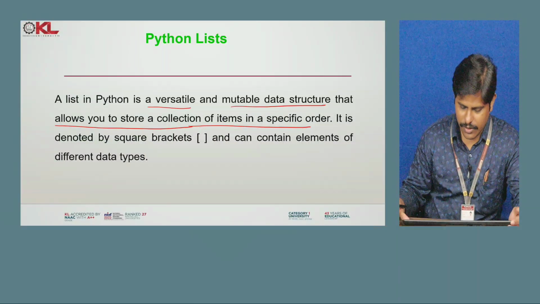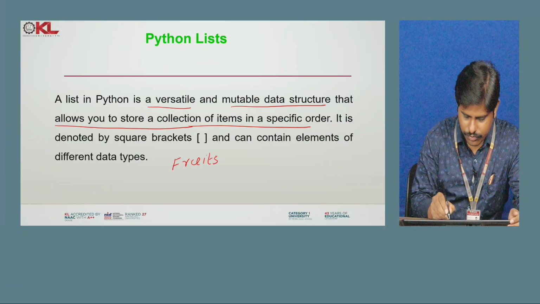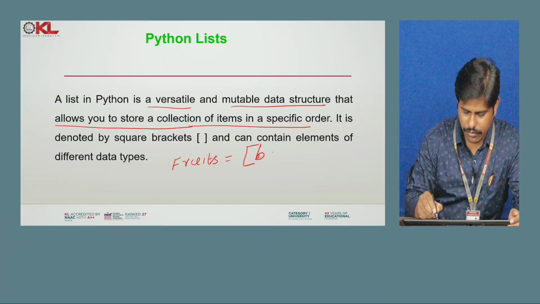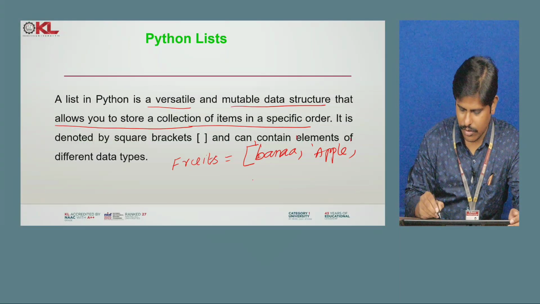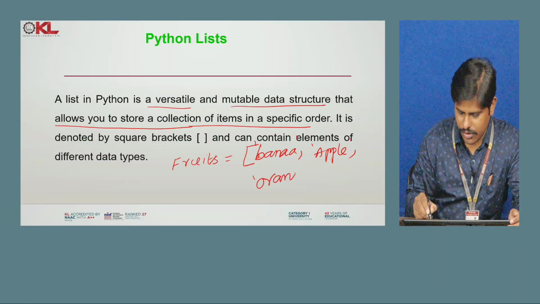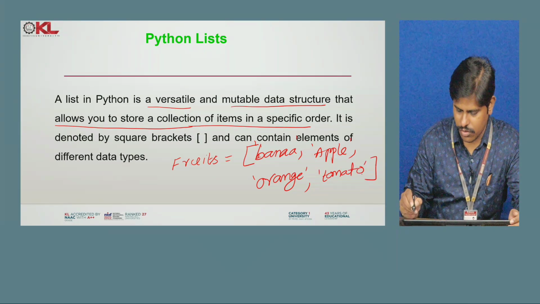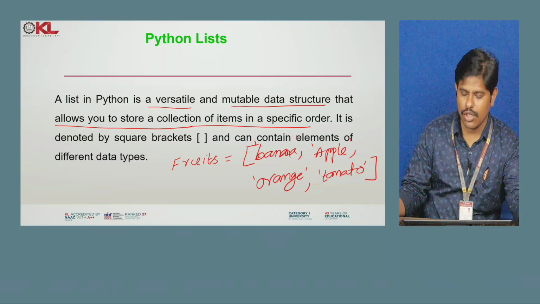So let us create a first list. I'll write down fruits. I have a bunch of fruits. I'll say banana, apple, orange and tomato. So four fruits are there: banana, apple, orange and tomato here.